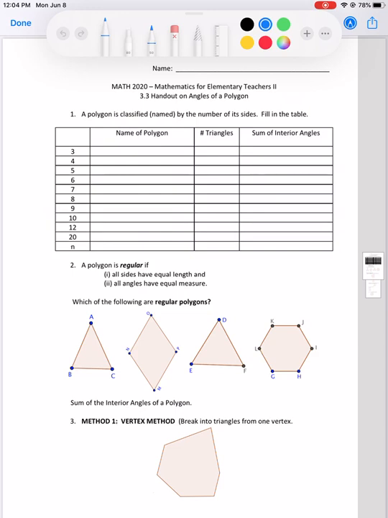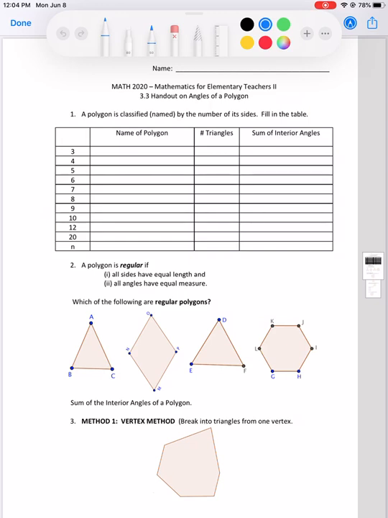So a polygon, to review, is a two-dimensional geometric figure that is enclosed by straight line segments. And so polygons have sides and angles. So we're going to study the interior angles and exterior angles of a polygon.